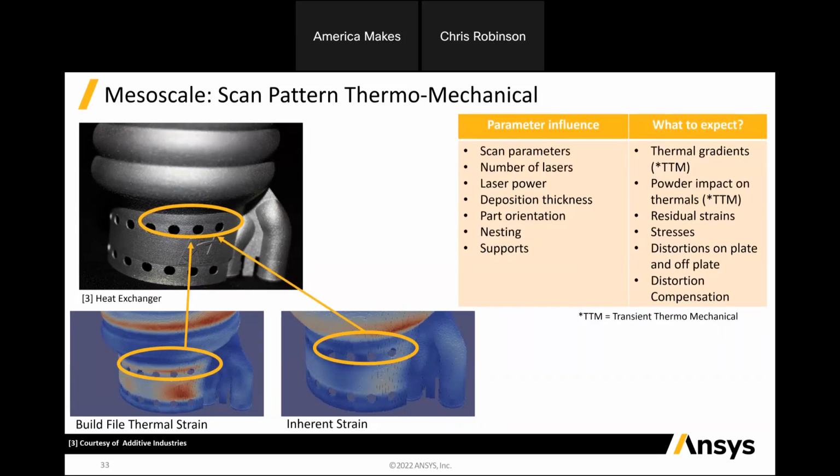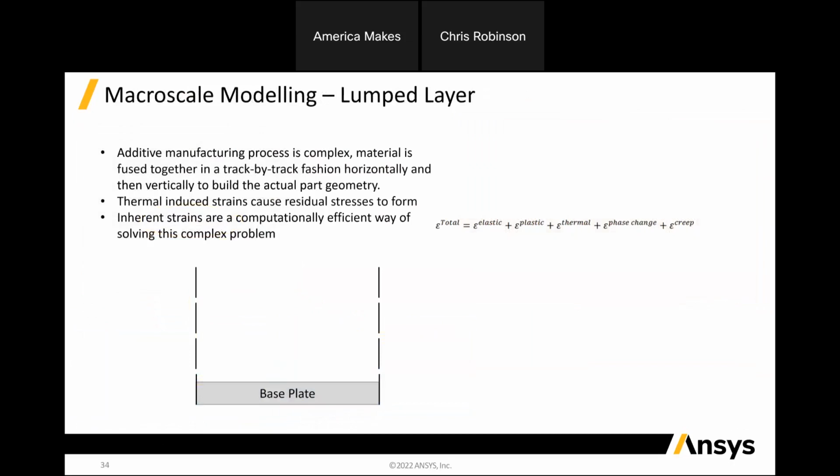But if we use that mesoscale analysis, the scan pattern analysis, then we can actually pick up with higher fidelity the transition and the gradient of that shrink line and the actual magnitude of it, so that you can more effectively solve that problem. So just an example of how mesoscale modeling integrated with the macroscale modeling is really valuable.